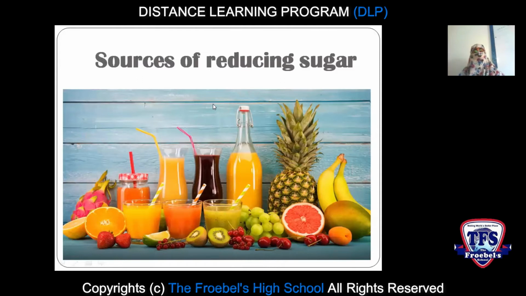Before going into the detail of the test for reducing sugar, you must know the sources of reducing sugar. In this picture, you can see different fruits and juices extracted from these fruits. They are the source of reducing sugar. To confirm whether they contain reducing sugar or not, take a small amount of juice in a test tube and then perform the other steps of the test.